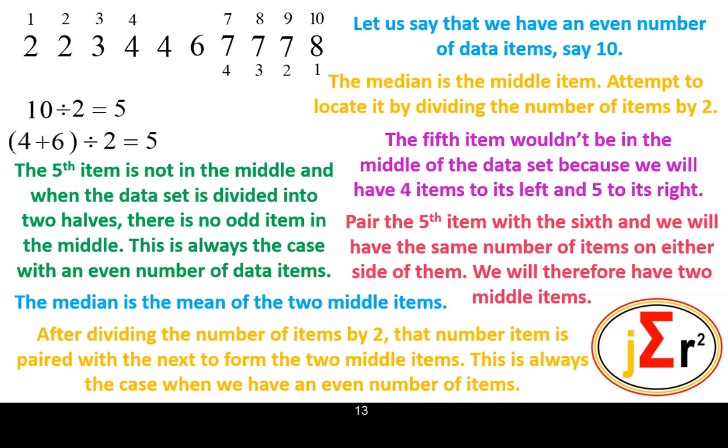How do we find the 2 middle items? Divide the number of items by 2. When we get the answer, say 28, then the 2 middle numbers will be the 28th and the 29th. So the answer that we get, we take that number item and pair it with the one that follows. And those will be the 2 middle items of the data set, of which we will find the mean of those 2, and that will give us the median.